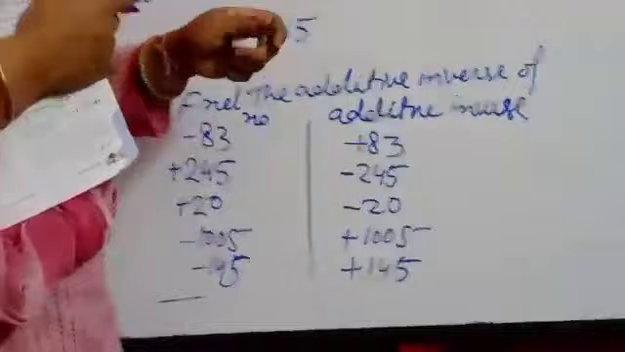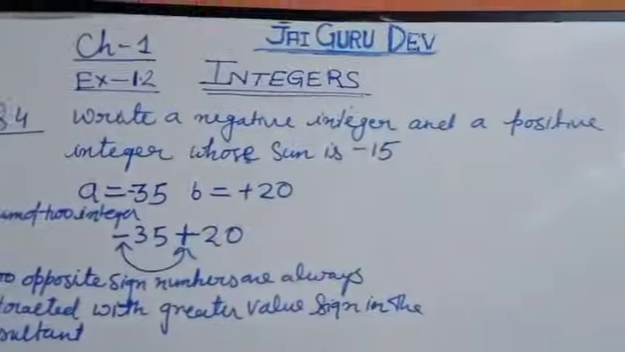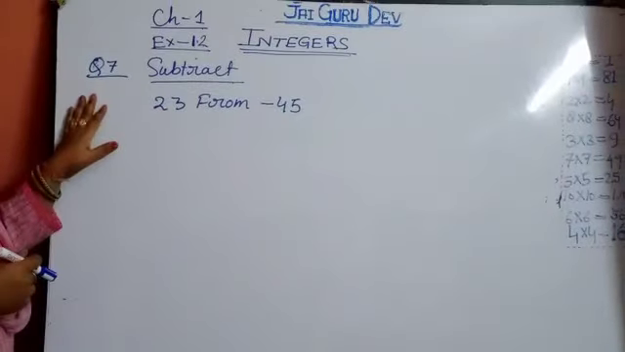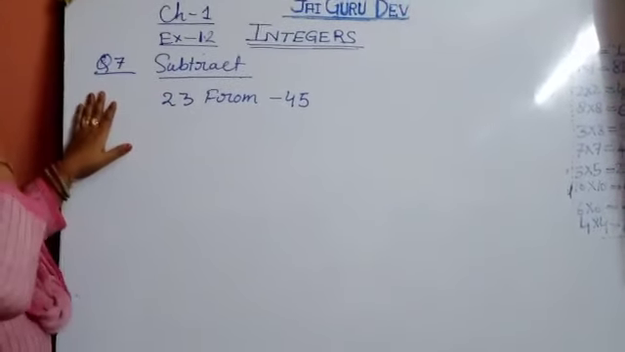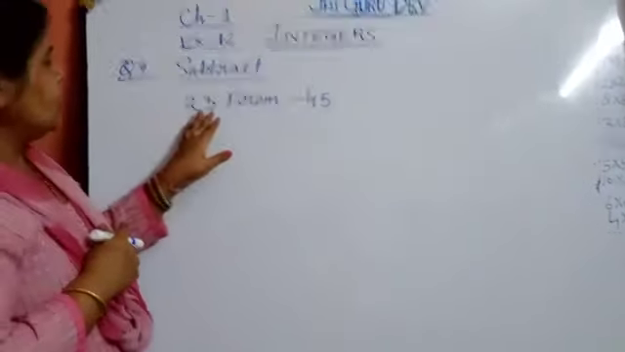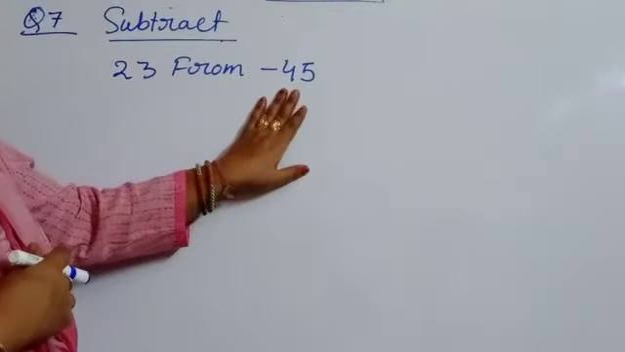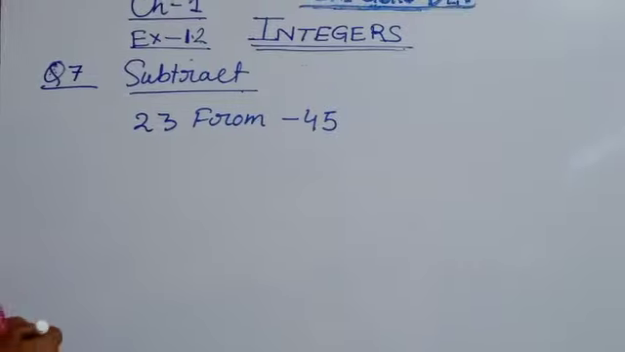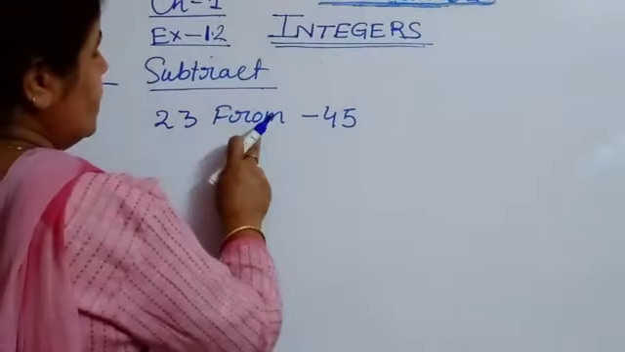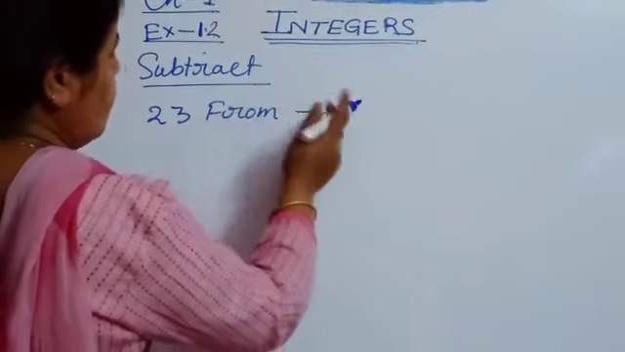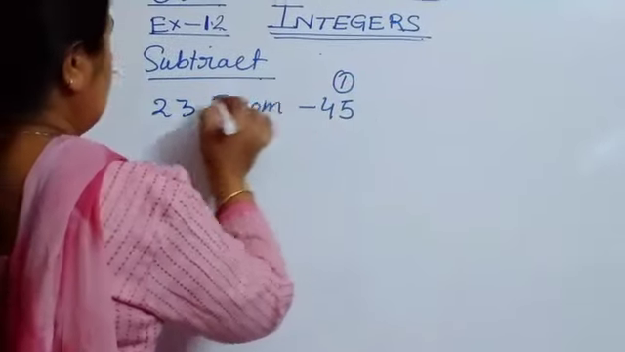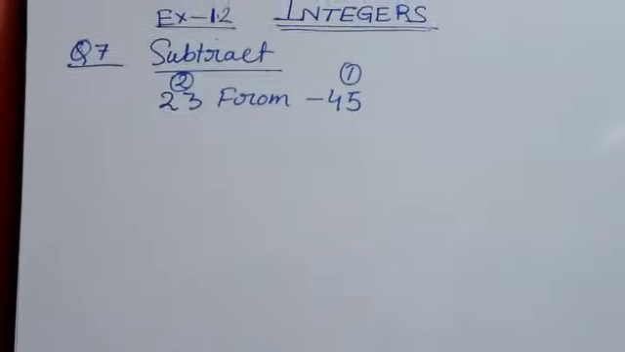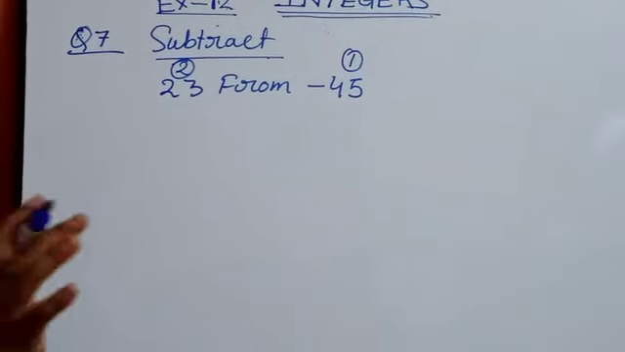Now we are moving to the last question. See, beta, question number 7, the last question of this exercise. Subtract 23 from minus 45. Always, the number after "from" you will treat as number 1, and the first number you will treat as number 2. Why am I doing this? Just try to understand.